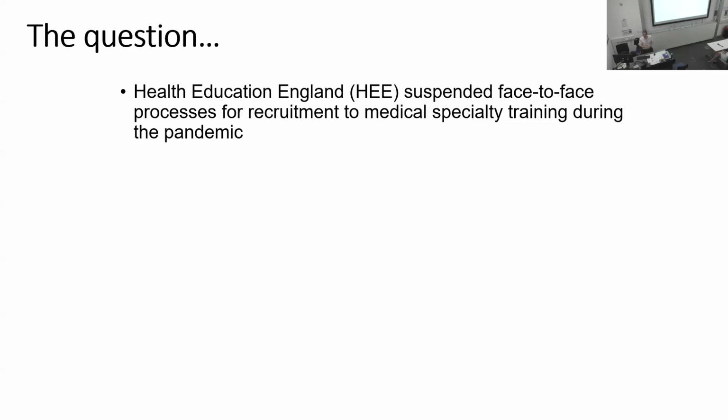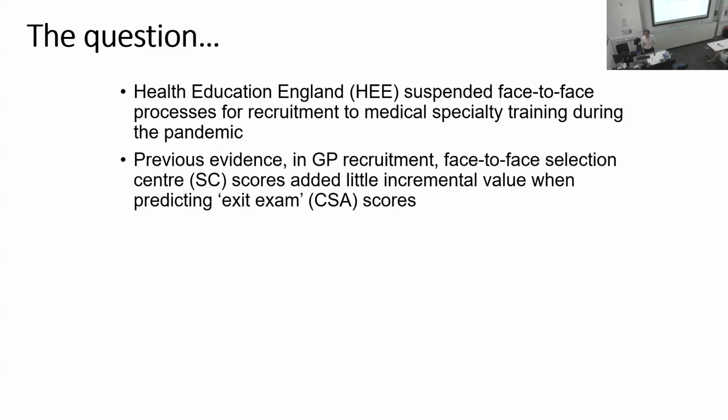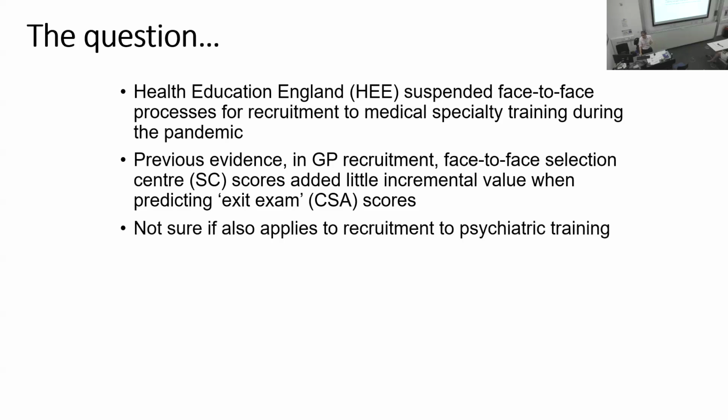So the question came up: Health Education England, as it was then, suspended face-to-face processes for recruitment to psychiatry training during the COVID pandemic. That was a face-to-face selection centre. So they were saying, well, is it worth putting back in, now that COVID's passed? Because the evidence from the general practice selection was that the selection centre scores didn't add much value to predicting how people did in their MRCGP final clinical skills exam, but they were expensive to run. So should we bother? That was the question, a good policy question.